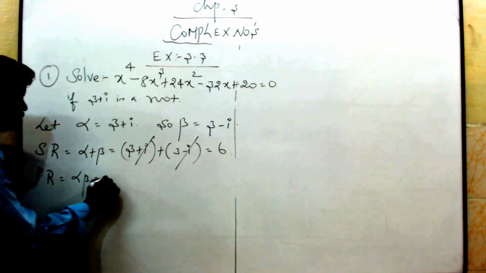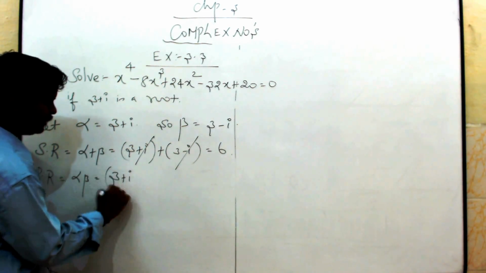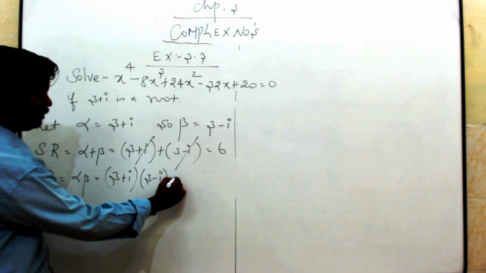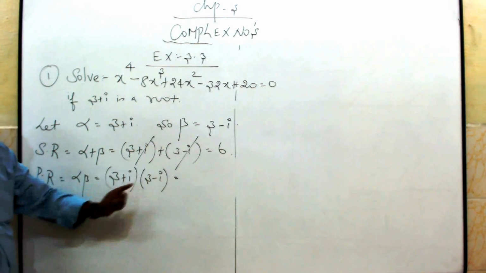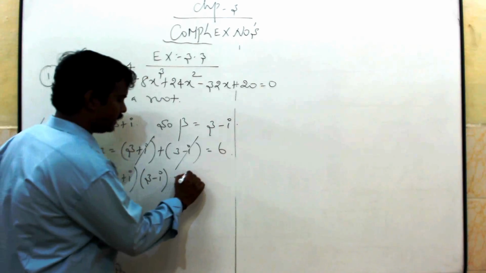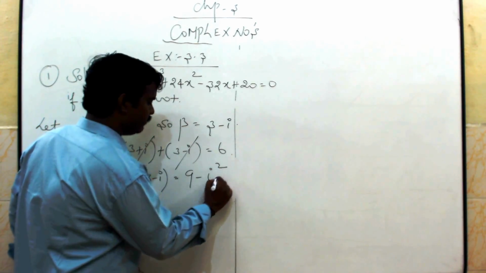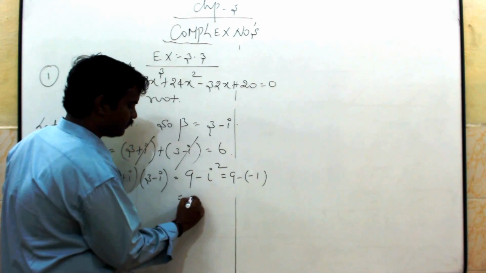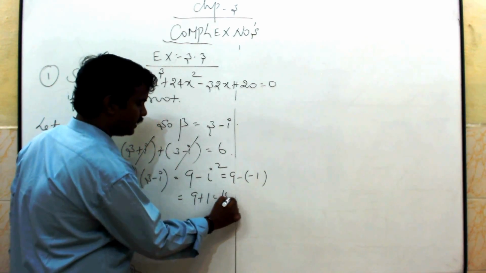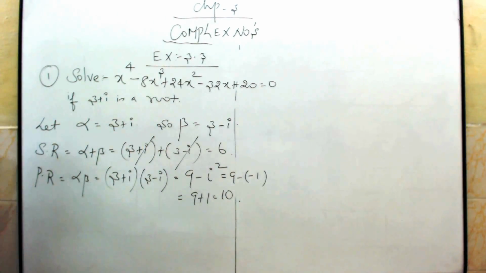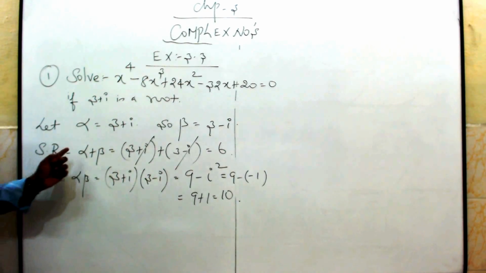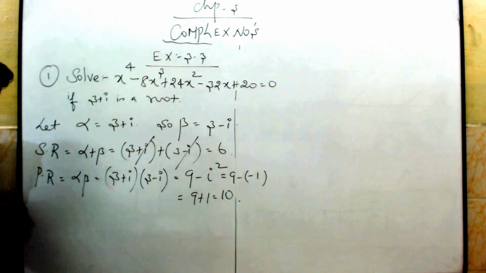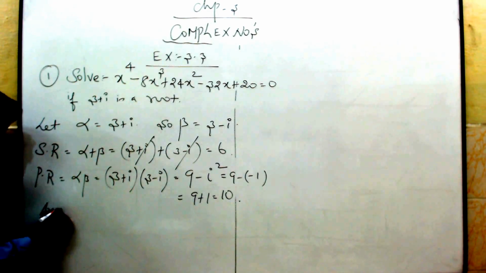Similarly, you find out what is the product of the roots. Alpha beta, which is 3 plus i into 3 minus i. Now this is of the form a plus b into a minus b. Formula a square minus b square, no? 9 minus i square. What is the value of i square? Minus 1. So it is 9 plus 1. That is 10. Now we know what is sum of the roots. That is 6. And what is the product of the roots? 10.